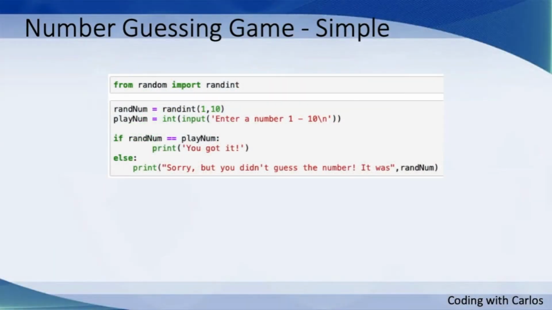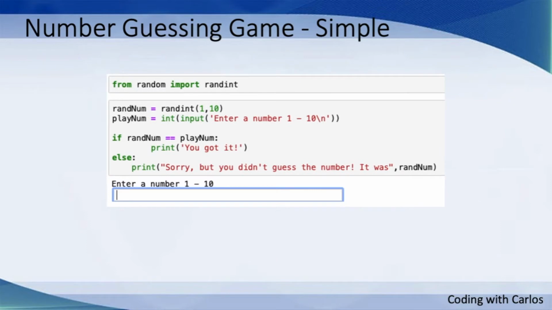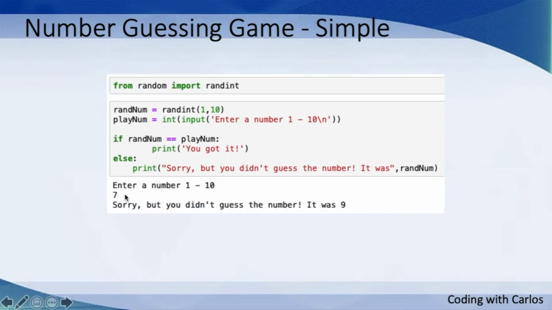Okay, so as you can see here, we're going to start out with the number guessing game, simple. Here's what the overall code is going to look like. Don't worry, we're going to talk through it as we go. So here's an example of what it's going to look like when it runs. Enter a number 1 through 10. The player can enter a number. I chose 7. Sorry you didn't get it, but it was 9.